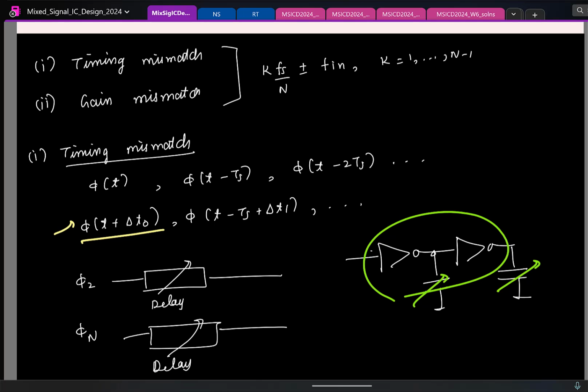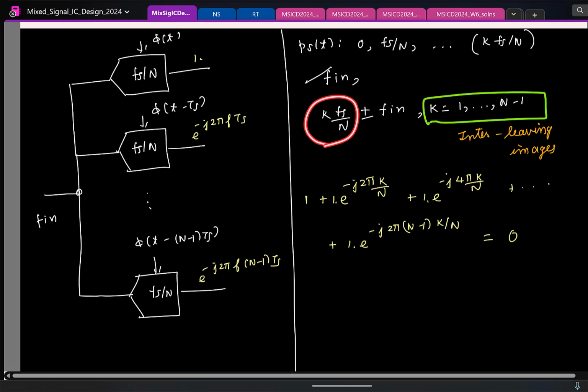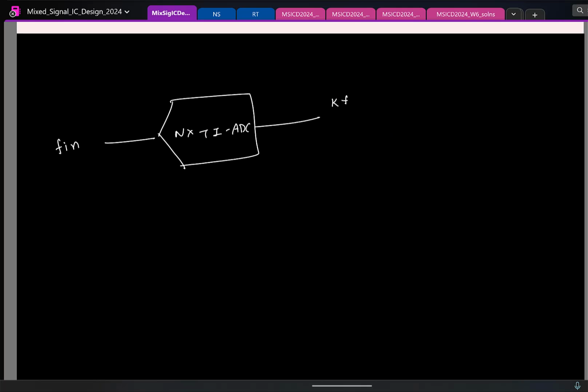So what you will have to do is this. This is one brute force way. You have this entire time-interleaved ADC. Let's say you feed in a sinusoid at Fn. If there is a timing mismatch, what are the spurious tones I will see at the output? If I have timing mismatch, what are the additional tones I see? Remember, these are the interleaving images, k fs by N plus or minus Fn. So these are the unwanted tones I will see at the output.